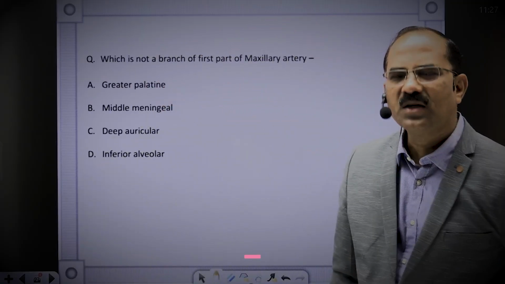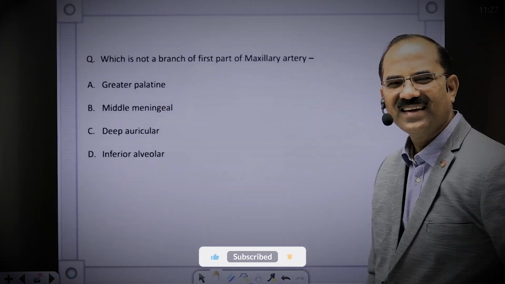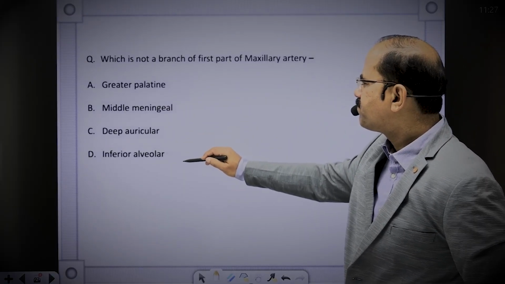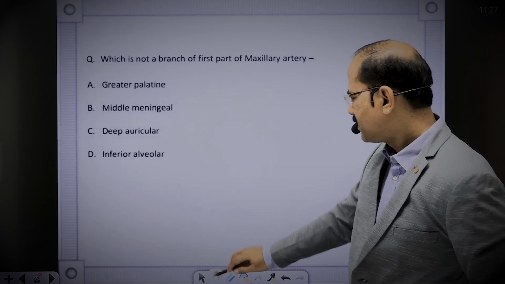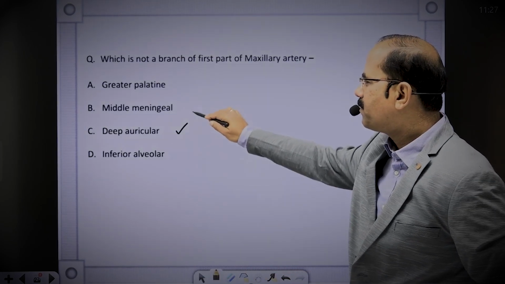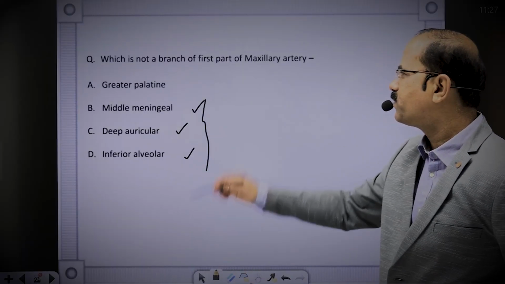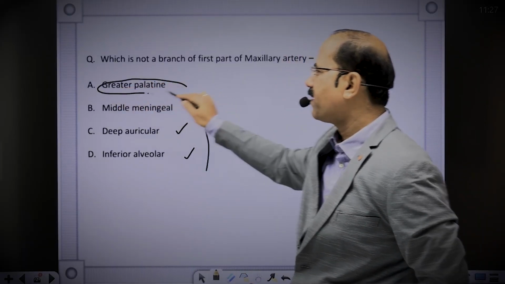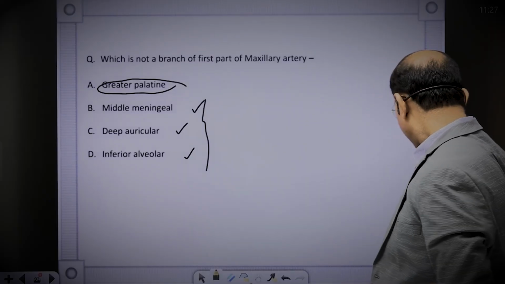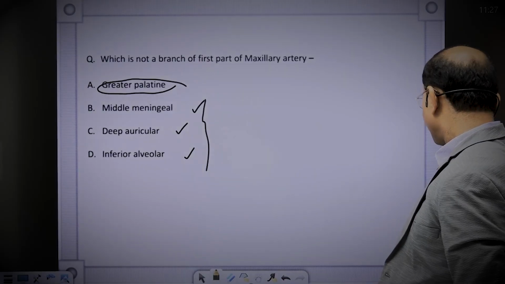Answer this. Which is not a branch of first part of maxillary artery? Any guesses? So deep auricular, yes. Deep auricular is a branch of the first part. Middle meningeal, inferior alveolar, yes, these are the branches of the first part. Which is not a branch of first part is greater palatine. It's a branch of third part of maxillary artery. Clear to all of you, students?